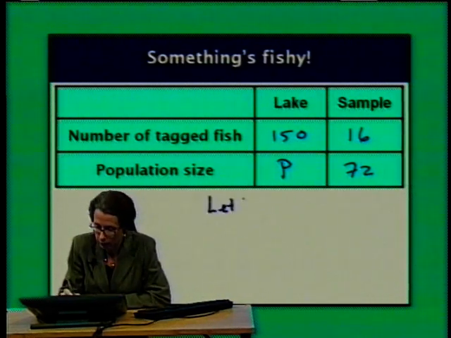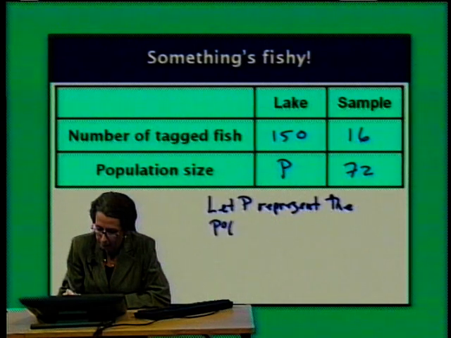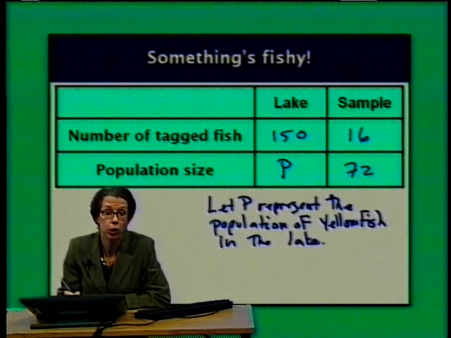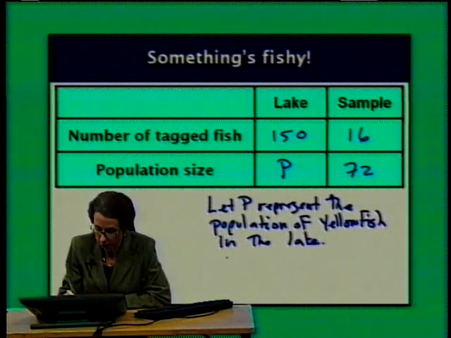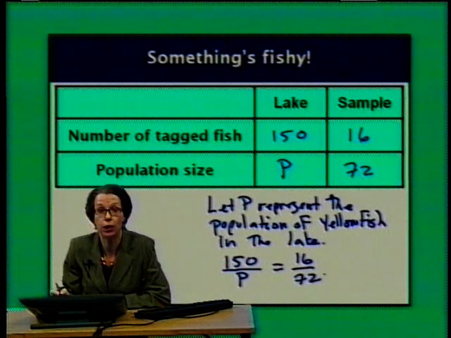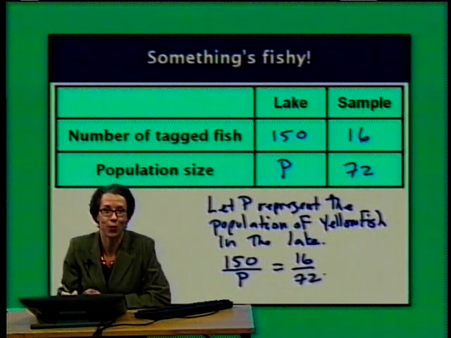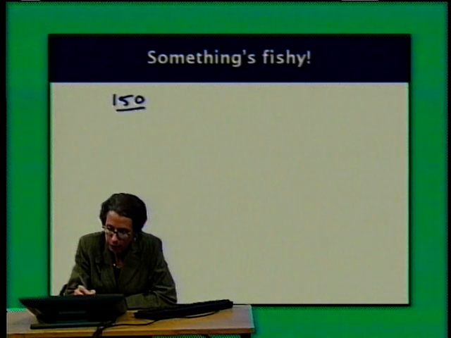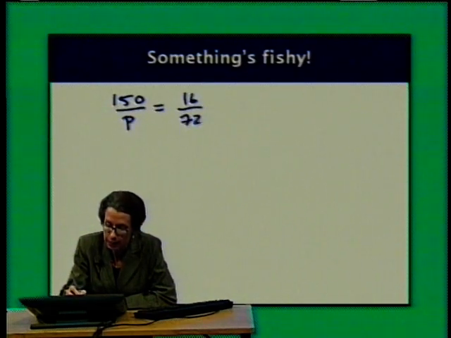So I'm going to let P represent the population of yellowfish in the lake. And now I'm going to write a proportion. So I think what I'll do is I'll compare the actual numbers in the lake to the numbers in our sample. So 150 is to P as 16 is to 72. And solving this proportion should help us find the total population of fish in the lake. So 150 is to P as 16 is to 72.